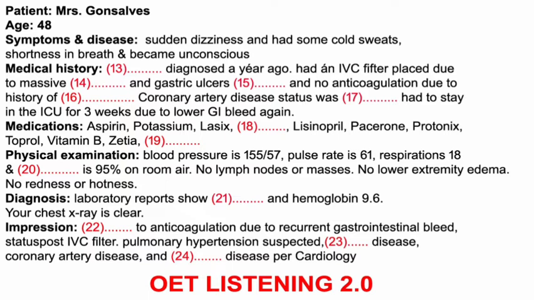No lymph nodes or masses. No lower extremity edema. No redness or hotness. The laboratory reports show creatinine 2.1 and hemoglobin 9.6. Your chest x-ray is clear. You have developed pulmonary embolism with contraindication to anticoagulation due to recurrent gastrointestinal bleed. Status post-IVC filter. You have also developed mitral valve disease, coronary artery disease, and peripheral vascular disease per cardiology.